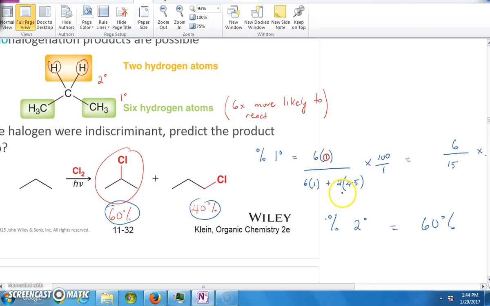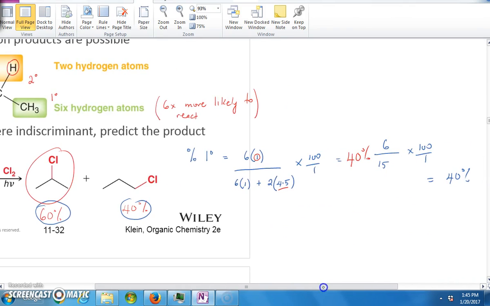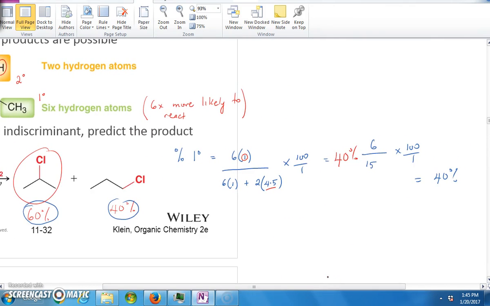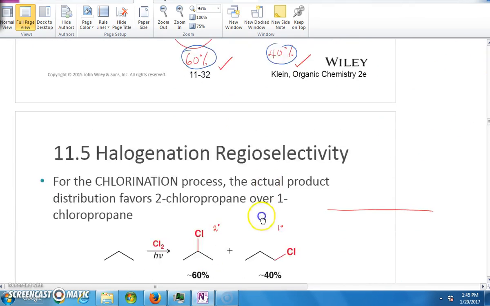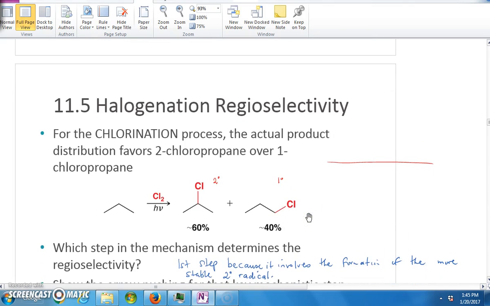And then for the secondary hydrogens, the rate of abstraction of a hydrogen connected to a second degree carbon is 4.5, and we have 2 of them. So 2 times 4.5 plus 6, and if you do the math, you get 40% here. Now, if we have the first degree substitution to be 40%, of course, the second degree substitution is going to be 60%. That's a no-brainer. And that's what is actually observed in practice.